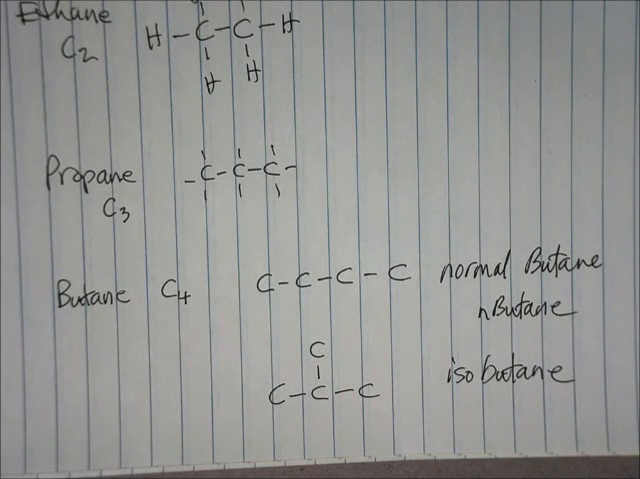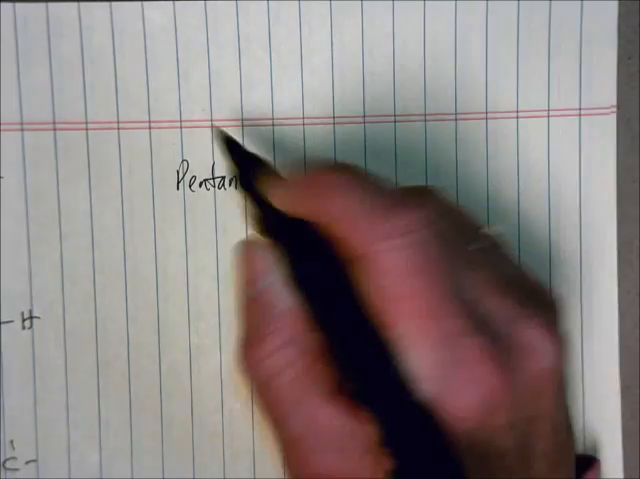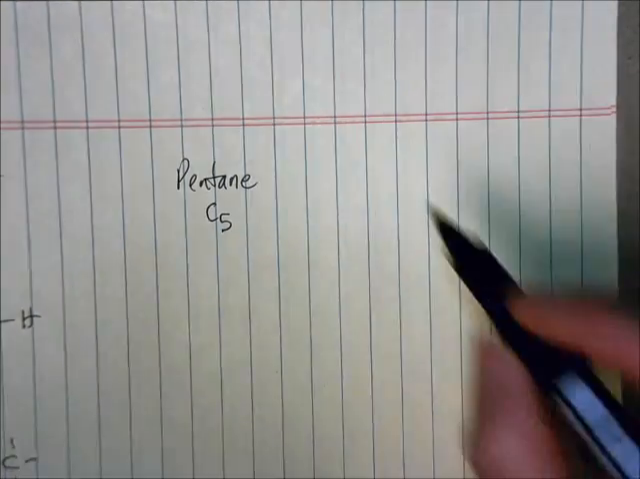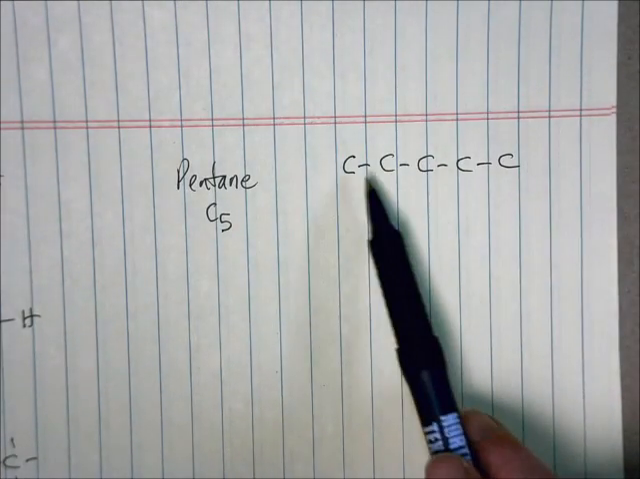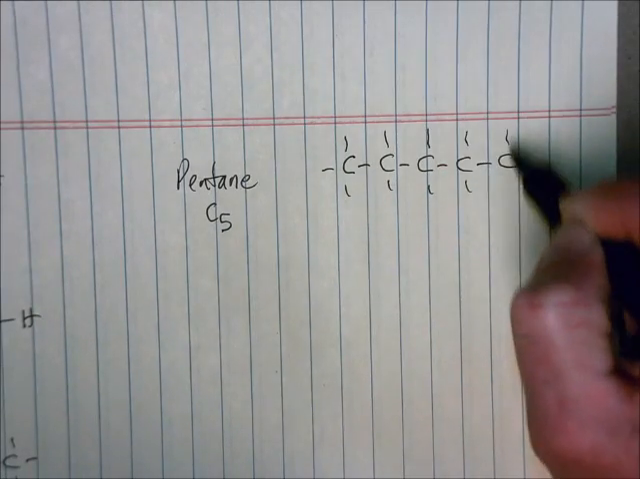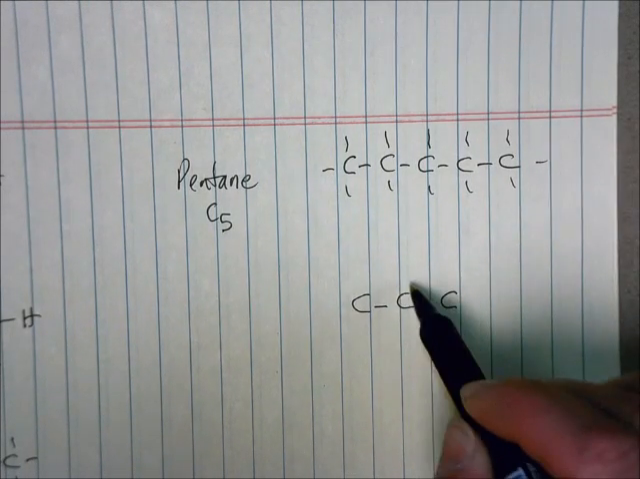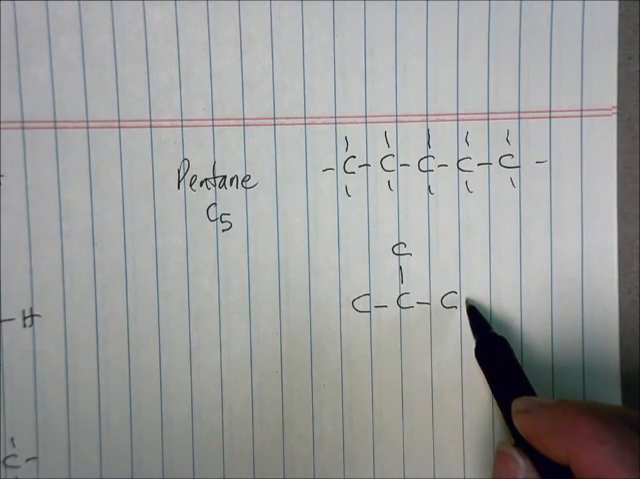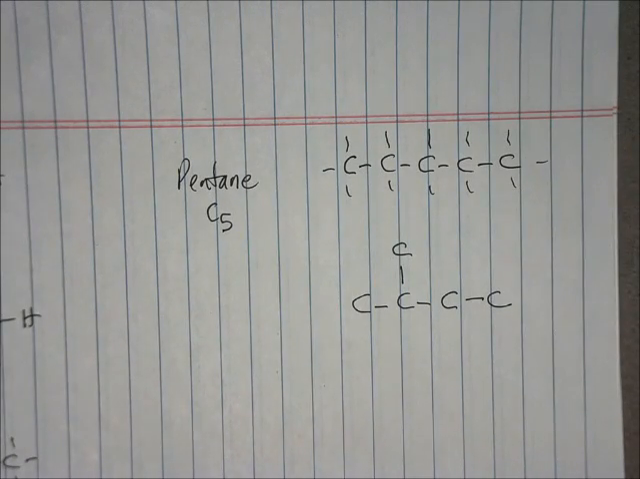You'll notice there's also isopentane and normal pentane, and it's the same kind of thing. Pentane is represented by C5, and normal pentane is just 5 carbon atoms all lined up together, and of course they would be attached to hydrogen atoms. Isopentane, just like the isobutane, isopentane has a branch going off of it.